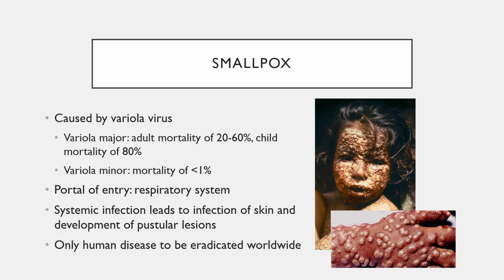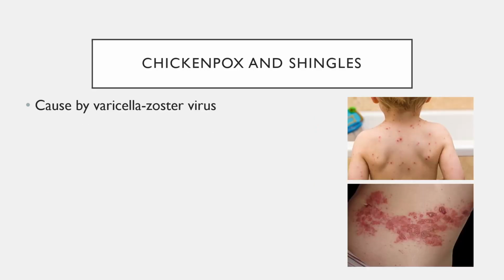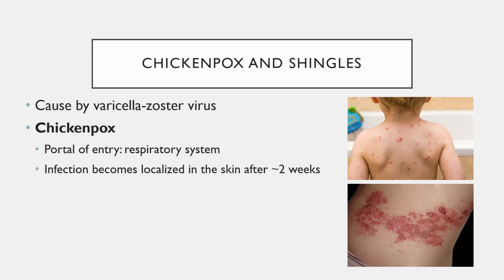It just doesn't exist. Next, we have chickenpox and shingles. Both of these diseases are caused by the varicella zoster virus. Chickenpox, like fifth disease, is one of those diseases that is more mild when acquired during childhood, but can be more serious and severe if acquired during adulthood. Its portal of entry is the respiratory system, but after about 2 weeks, the infection becomes localized in the skin and forms these red lesions all over the surface of the skin.